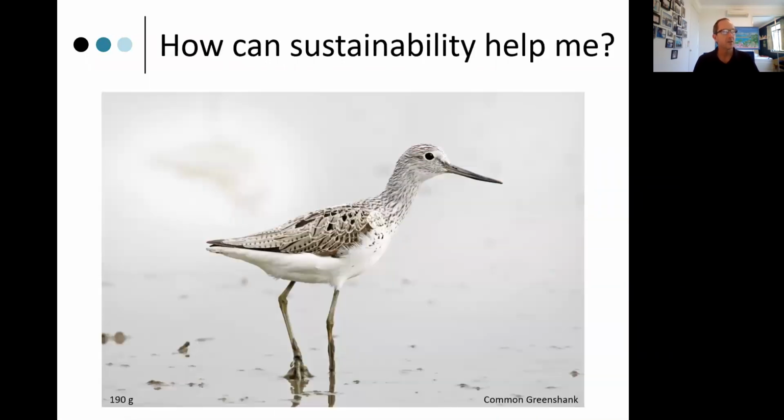All right, so I'm just going to leave you with that question. How can sustainability help me, meaning that bird, the common greenshank? Whether it be a bird, a fish, or something else, an animal or plant that we as humans want to harvest because it's a food resource or something we use for building our houses, or an animal or plant that we just like to know is alive and exists and we don't want to go extinct, as the wader birds or the dugongs and turtles are.